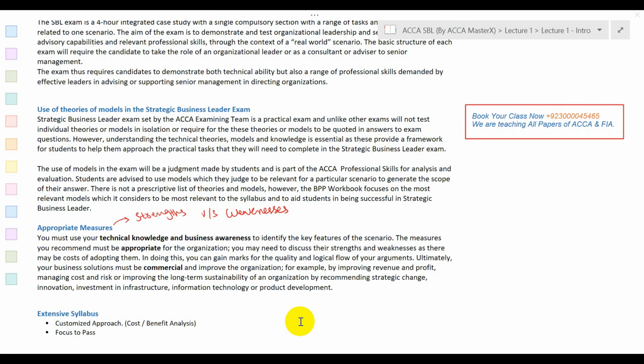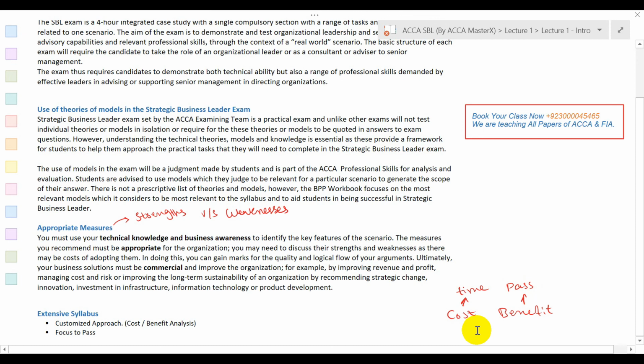Last but not least, I will tell you how we will cover the entire course. The SBL syllabus is very extensive and definitely I will not recommend to any of my students to study the whole textbook, because if we do a cost benefit analysis, then by cost I mean the time that we will spend to study the whole textbook, and by benefit I mean to pass this exam. So studying the whole textbook is not effective to pass this paper.